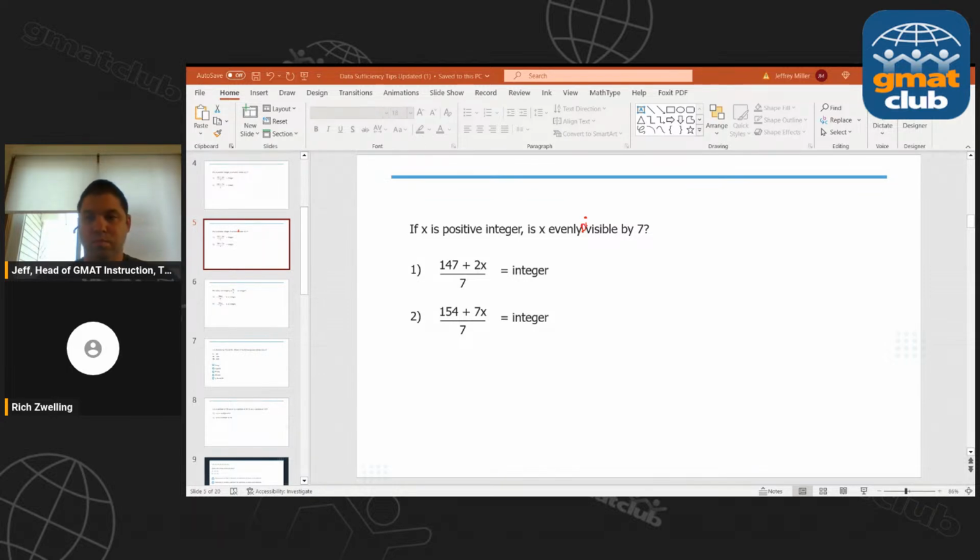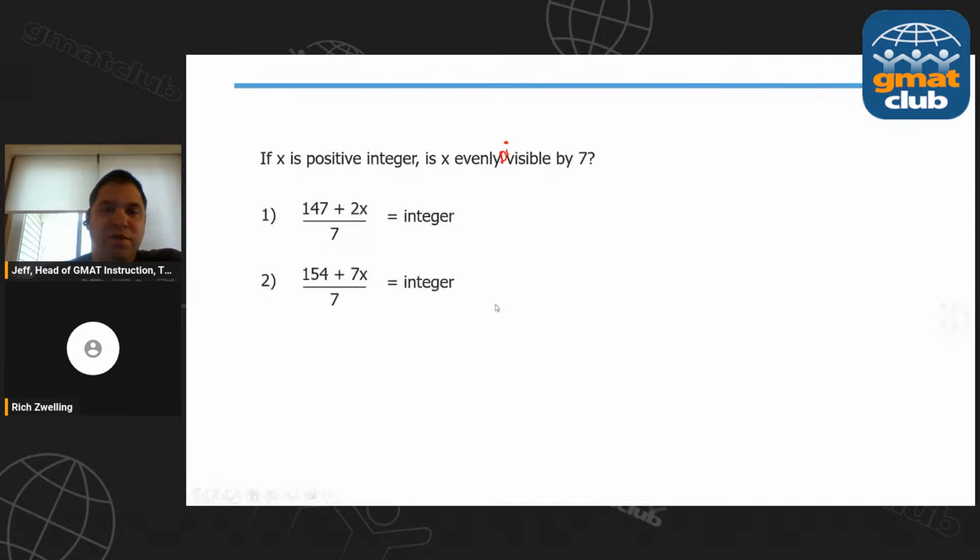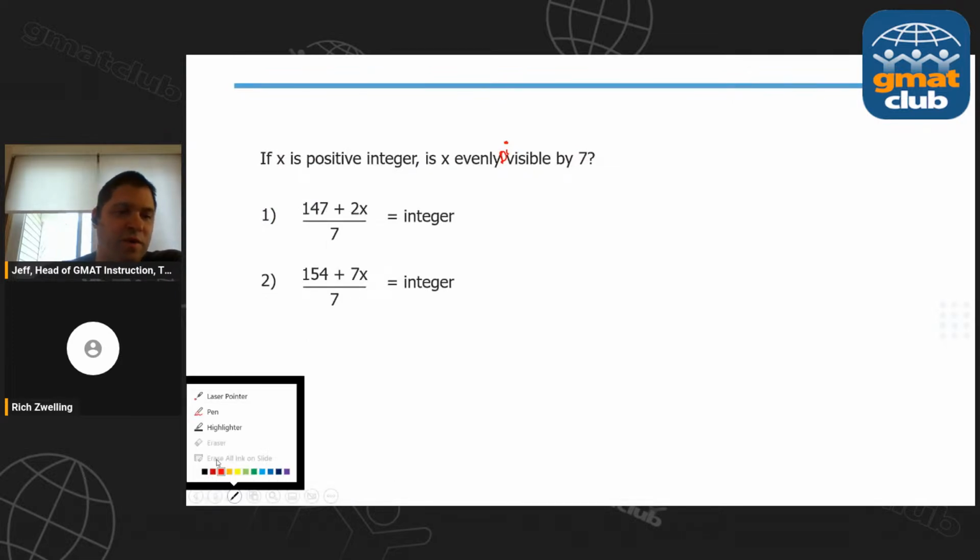All right, I see we have some questions here. Some answers, rather. A lot of good answers. So, one of the things that I've noticed with data sufficiency questions is when you have statements that are very, very similar, plus or minus just a couple things, right?